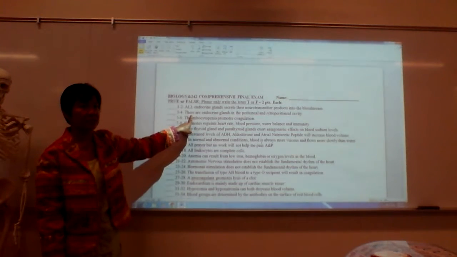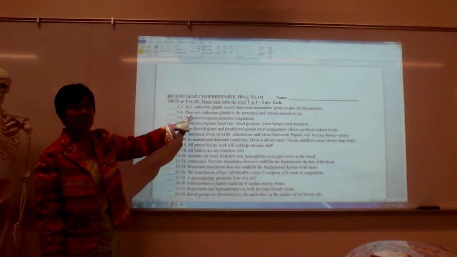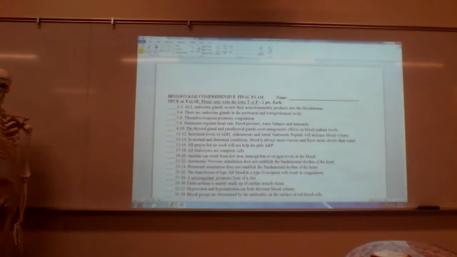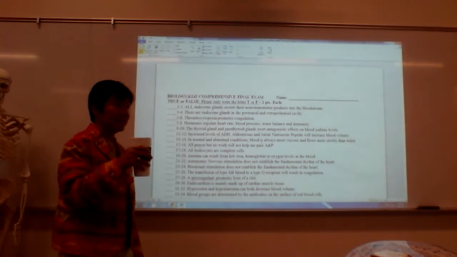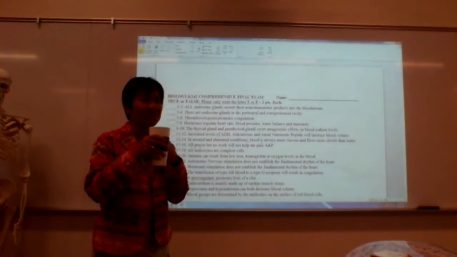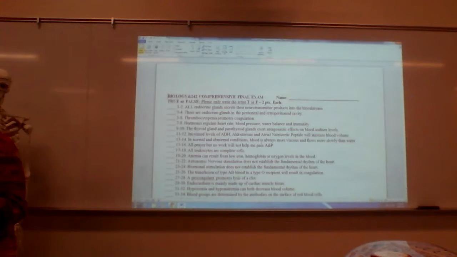What's this one? What's the answer here? There are endocrine. Yes, right? In the retroperitoneal, you have your kidney. It's a retroperitoneal organ and it secretes the hormone erythropoietin. Next.